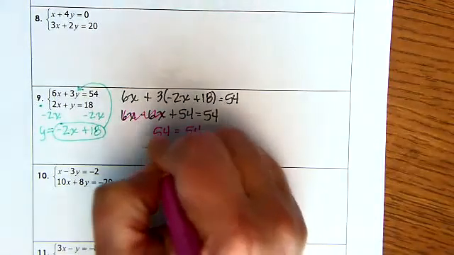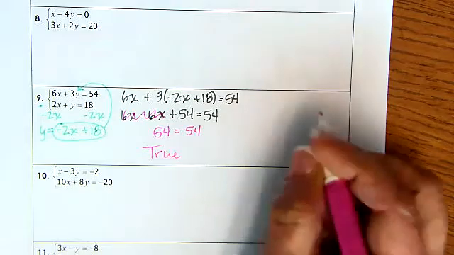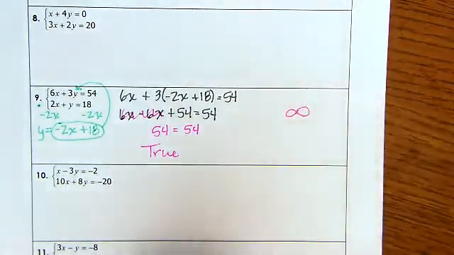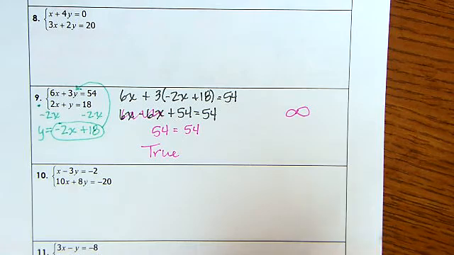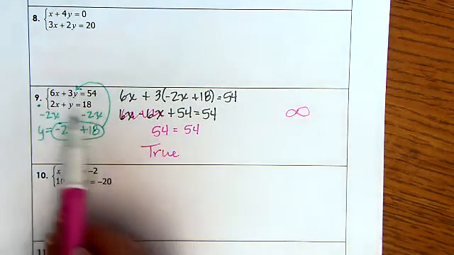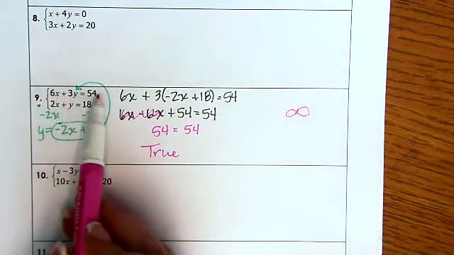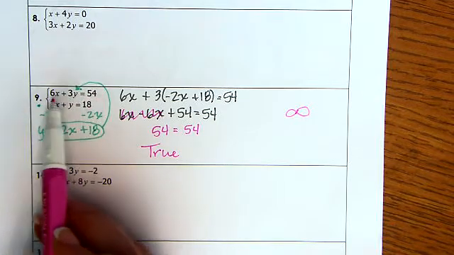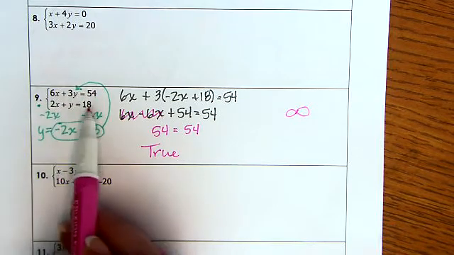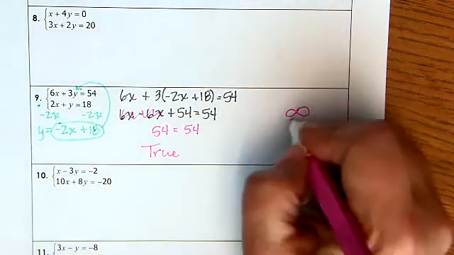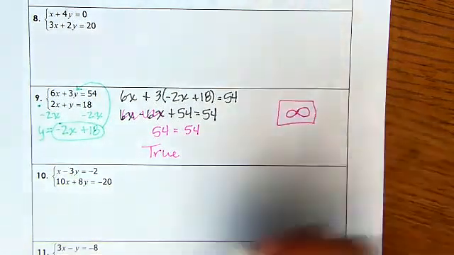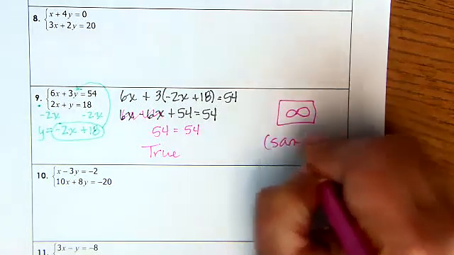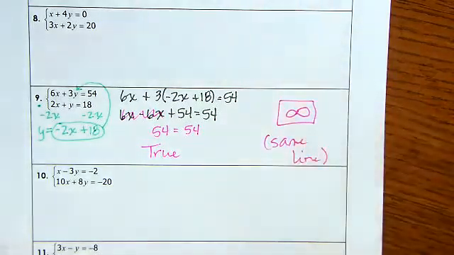This is a true statement. Since it is a true statement, that means my answer is infinity because they are the actual same line. Which you could notice if I multiply everything here times 3, I get the exact same equation. Or if I divide this one by 3, I get this equation. So this is infinity, or infinitely many solutions, because it is the same line.